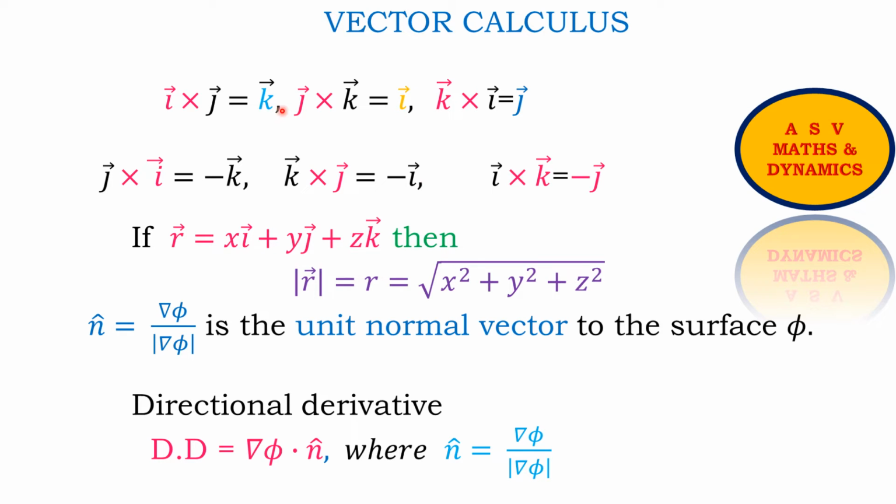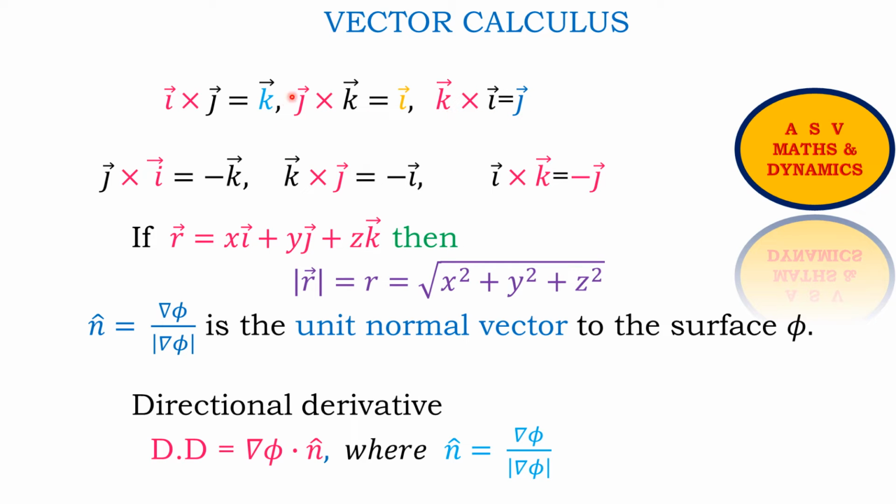Then in the cross product, you have to read the symbol, not as multiplication. In vector calculus, the symbol is the cross product. So i cross j is equal to k, j cross k is equal to i, and k cross i is equal to j. In the cross product you get the value of the different vector. The order is i, j, k. Then j, k, i. This is the order. K, i, j. This is the order.